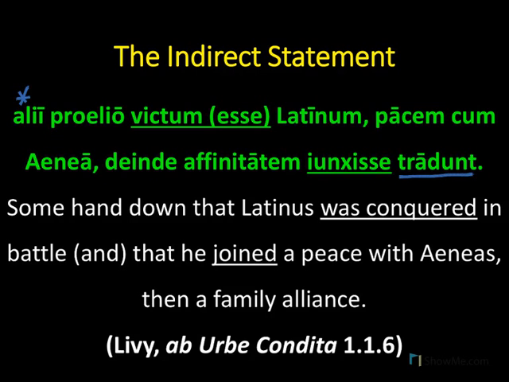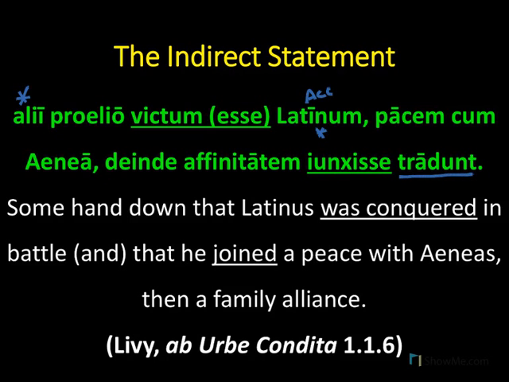We have two infinitives, both in the perfect tense. Victum esse, a perfect passive infinitive, and junxisse, a perfect active infinitive. And Latinus is our accusative subject of the indirect statement. So, some hand down that Latinus, victum esse, was conquered. Proelio, in battle. Notice how the action of the perfect tense infinitive goes on before the action of the handing down, the telling of the story.